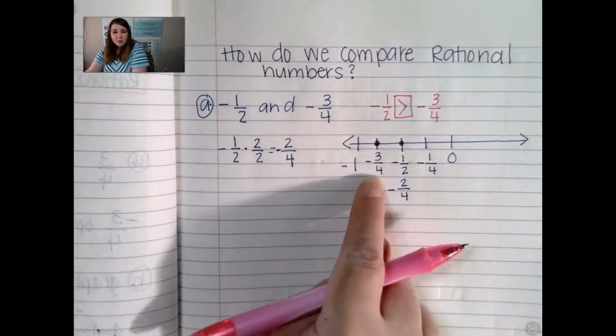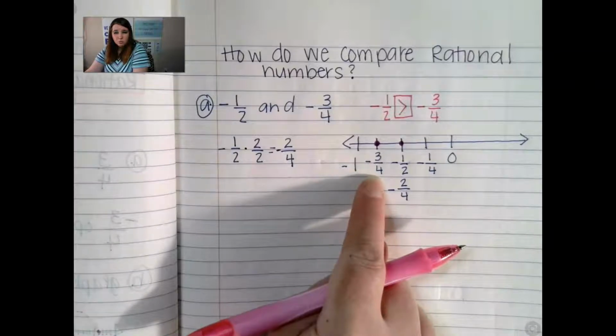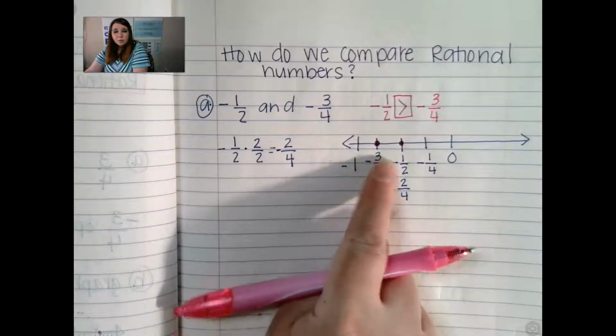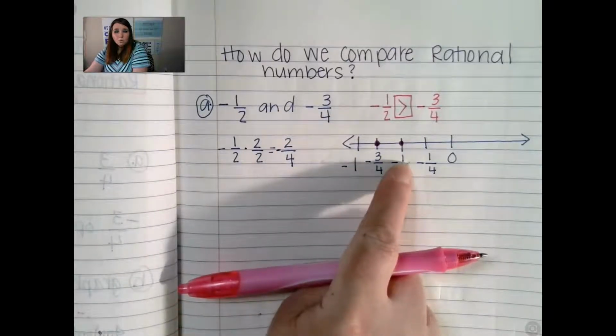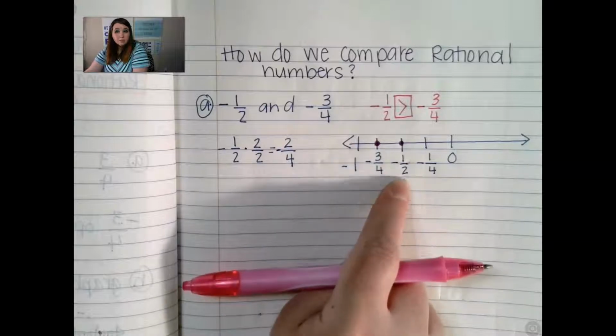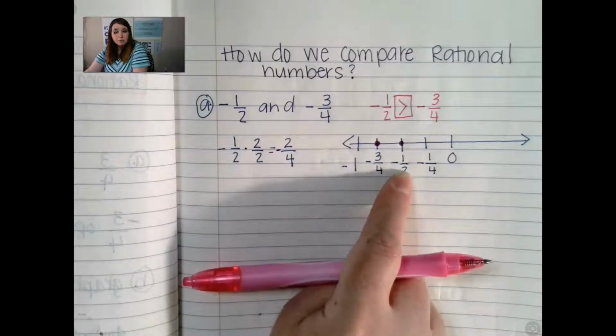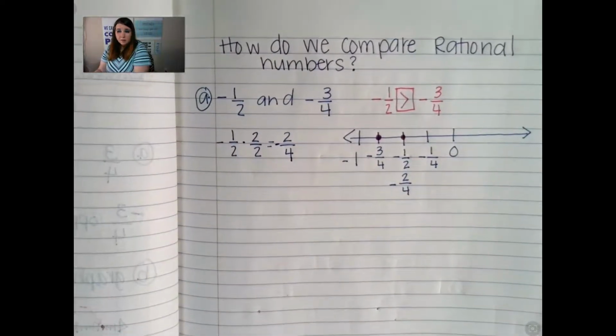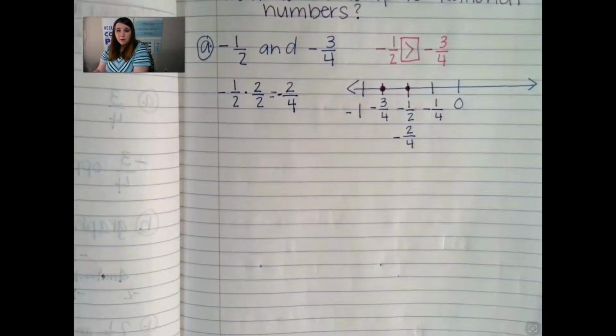You can think about this too, like, would you rather owe somebody 3/4 or 50 cents? Well, I would rather owe someone 50 cents than 75 cents. So thinking about it in terms of money as well.